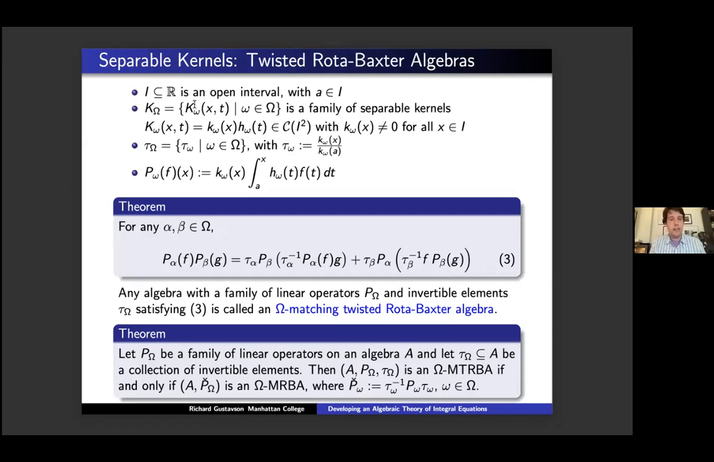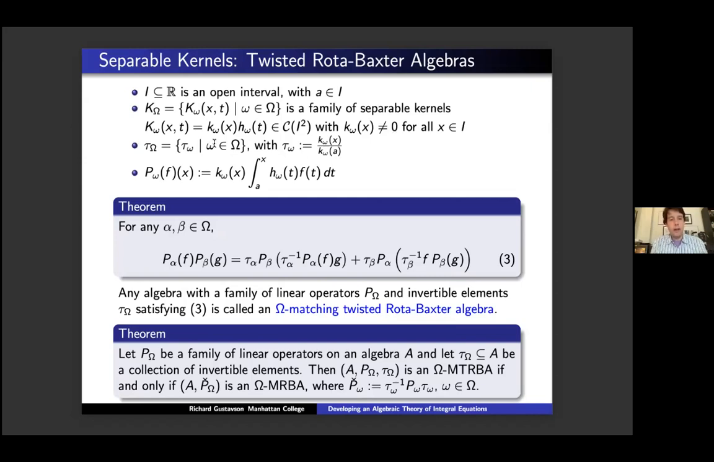So this is the setup, right? We have an open interval with a fixed lower limit. We have a family of separable kernels. So omega is some indexing set defining our family. And so for each little omega, we have a separable kernel. And let's assume that the functions of x are non-zero everywhere in my interval. So this is a restriction we have to place because what we're going to be doing is dividing by the function of x. So we need to assume it's non-zero.